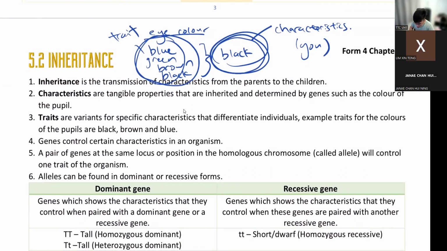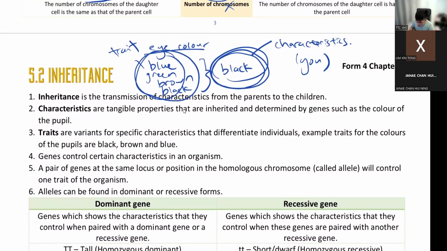So as you can see here, characteristics are tangible properties that are inherited and determined by genes, such as the color of the pupil. Traits are the variants. Like COVID has many variants: alpha, beta, delta, omicron, are variants. For specific characteristics, traits differentiate individuals. Example traits for the color of the pupils are black, brown, blue. All right, so that's the trait and the characteristic.